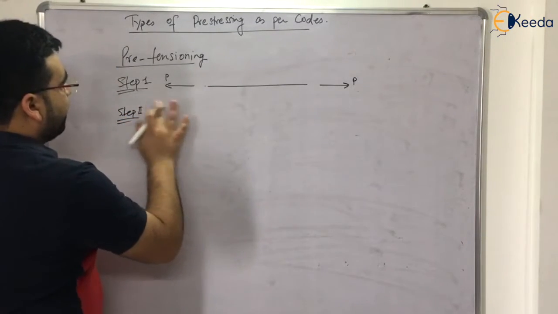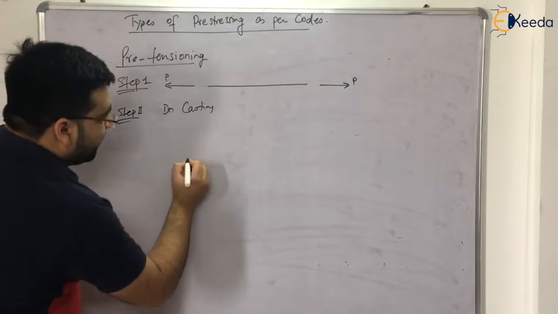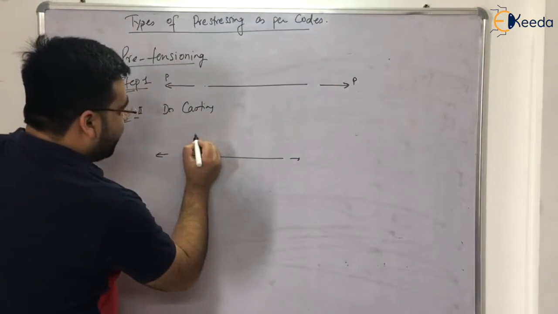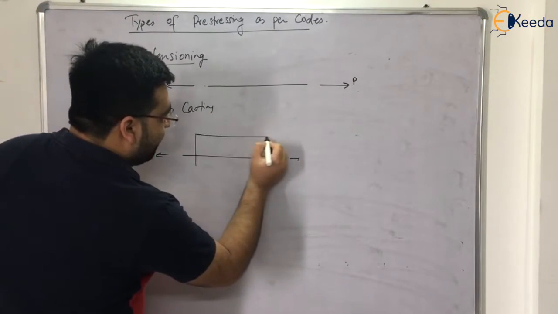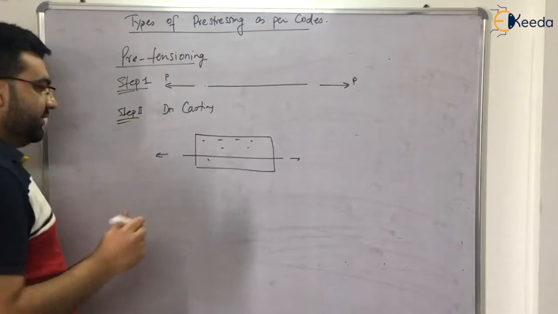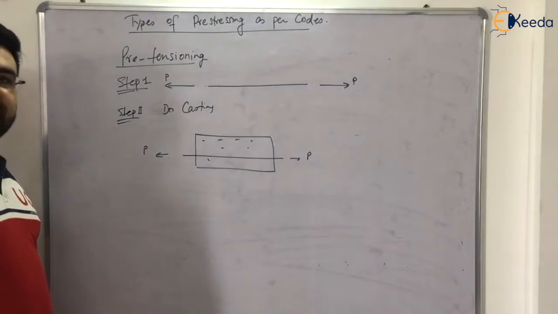Now in step two, what we do is that we do casting. Now the tendons were already stretched. Now we do casting. We apply the formwork and we do casting. Now casting is done. Clear? Now casting is done.